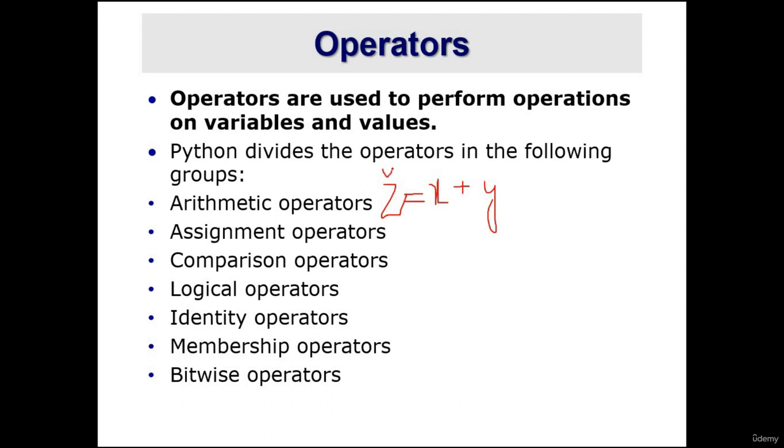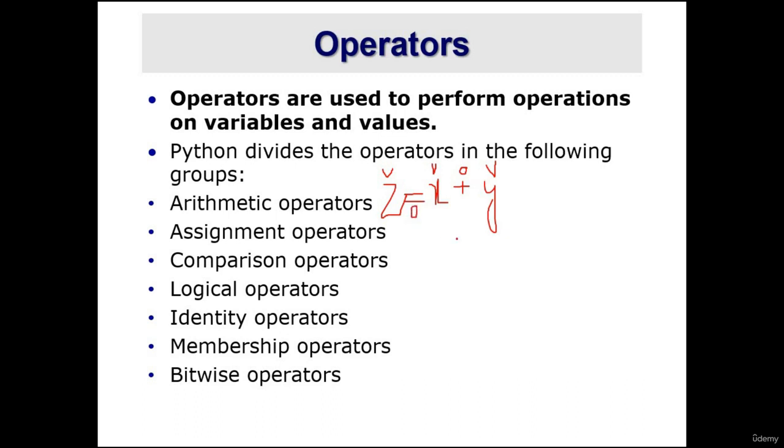Sorry, I have very bad writing. Sorry, I can't write on the keypad. X is a variable and y is a variable. But this plus is an operator, so I'm representing it with O. And this assignment is an operator. This equals to sign is called an assignment operator.